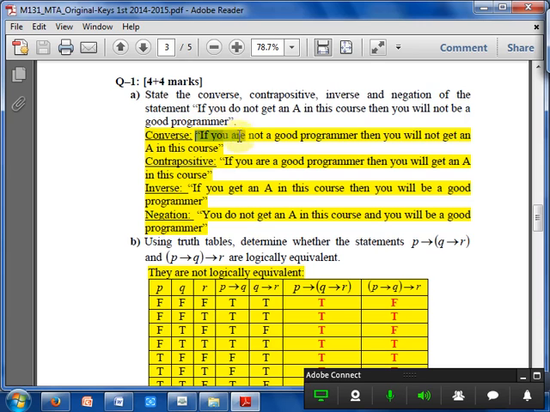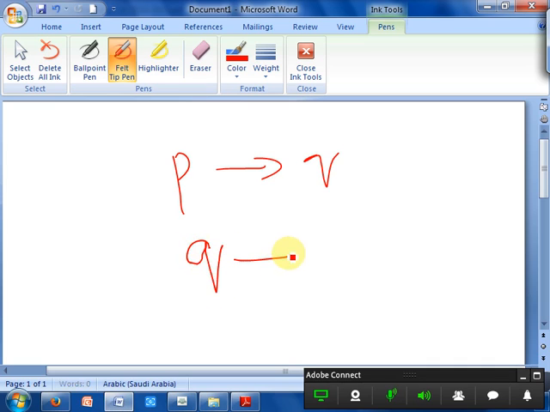Converse is: if you are not a good programmer, then you will not get A in this course. So what has happened is that you just swap P and Q. So it is something like Q then P. This is the converse.